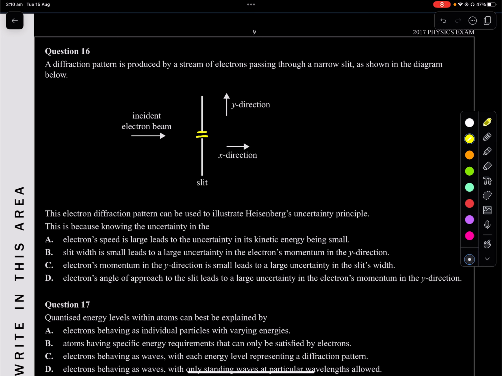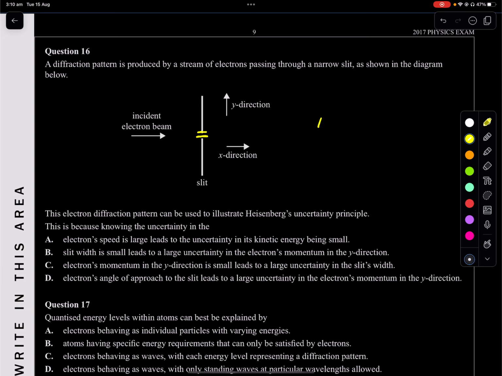This electron diffraction pattern can be used to illustrate Heisenberg's uncertainty principle. I love Heisenberg's uncertainty questions. They're very basic if you really understand them. Let's look at what Heisenberg's uncertainty is. This is the formula that you should always have.